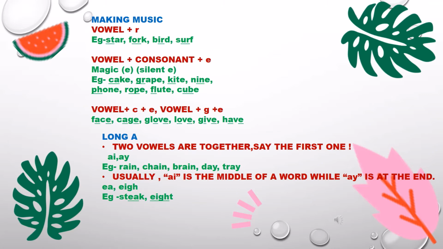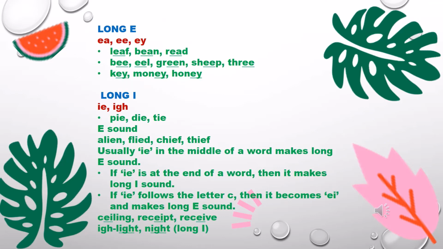Long A. Two vowels are together. Say the first one. Like example, rain, chain, brain, day, tray. Usually, AI is in the middle of the word, while AY is at the end of the word. Example, streak, eight. E. Like example, leaf, bean, reed, bee, eel, green, sheep, tree, key, money, honey, and many more.